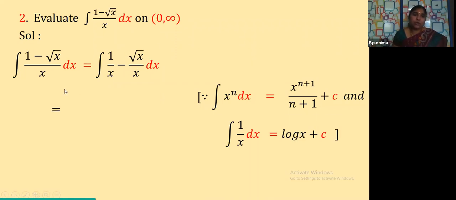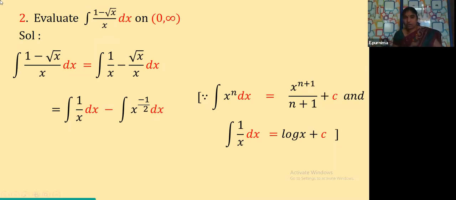Yes or not? So integral 1 by x dx minus integral x to the power of minus half into dx. How is it x to the power of minus half, children? Understood? Or let me explain once more for this term. Root x by x: directly we can take x to the power of half, and the denominator goes to the numerator, it becomes minus 1. So nothing but x to the power of minus half. Clear? So like this we can do.